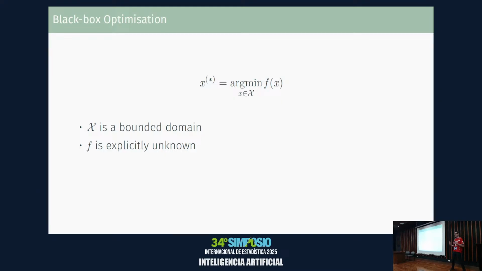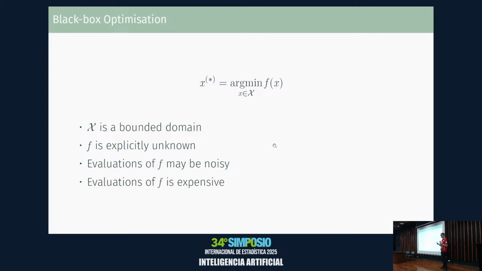You can think of, for example, I'm a doctor and I'm interviewing a patient. I don't know what's going on, but I can query information, right? The evaluations of F may be noisy, right? So I can't necessarily completely trust them. The one thing I know for sure is evaluations are expensive. So I want to find the minima by querying this function as few times as possible.